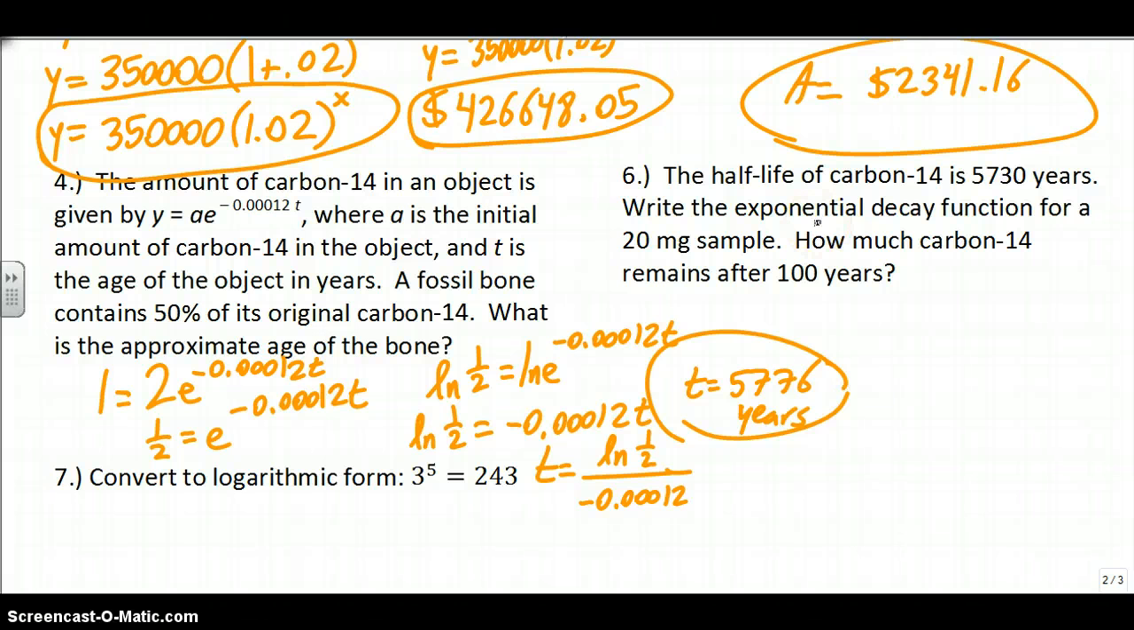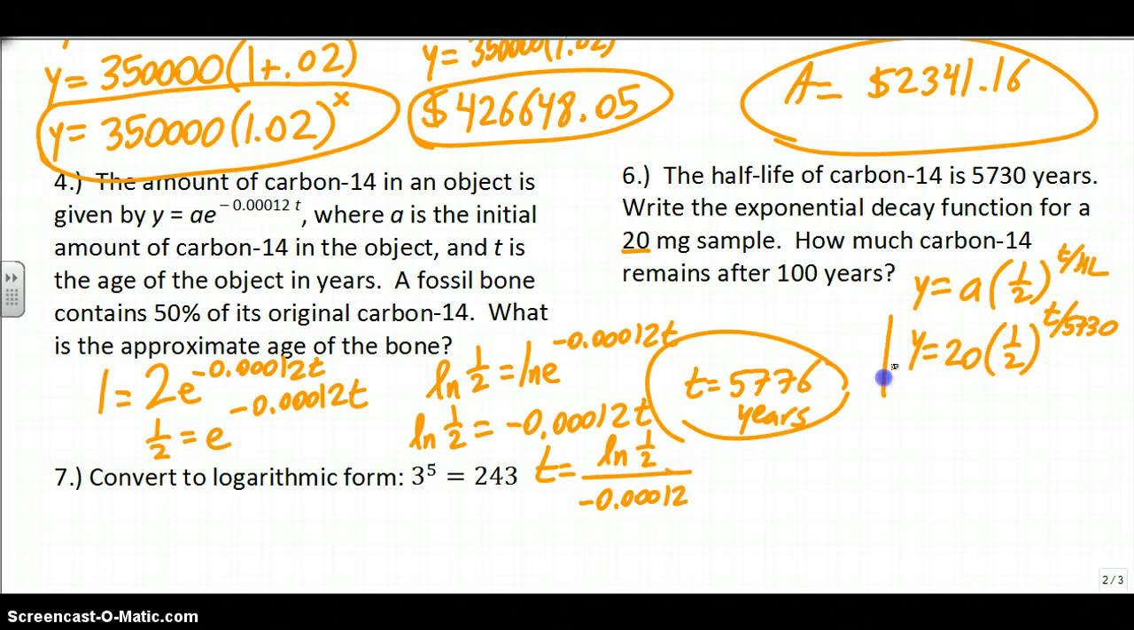Okay. Number 6 says the half-life of carbon-14 is 5,730 years. Write the exponential decay function for a 20 milligram sample. Exponential decay, or half-life, is y equals a times 1/2 to the T over HL power. Our initial amount is 20 milligrams. The 1/2 is there. The T is part of the function, and the half-life is 5,730 years. Boom. Again, half your points right there. There it is. Check.